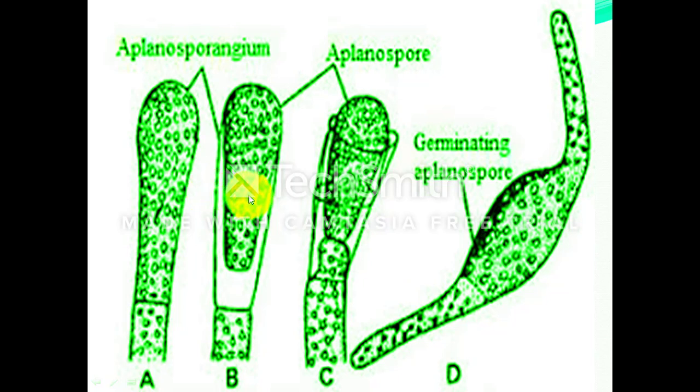The terrestrial species produce thin-walled aplanospores under dry conditions. These are formed in aplanosporangia, produced at the ends of short lateral or terminal branches. The entire protoplast of the aplanosporangium is converted into a single rounded aplanospore. The aplanospore is liberated by a rupture in the wall of the aplanosporangium and develops into a new thallus on germination.